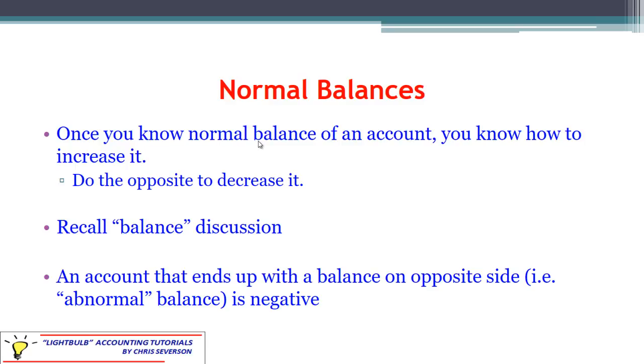Once we know the normal balance of an account, that tells us what we need to do to increase it. That tells us what side it should be on in order to be positive. If it's on the other side, that means it's a negative balance. So just as an example, if a specific account has a normal debit balance, and for whatever reason our balance ends up falling on the credit side, the opposite side, that's a negative balance. So once we know the normal balance of an account, we know how to increase it. We use that normal balance to increase it. So if it has a normal debit balance, then we debit that account to increase it. If we credit that same account, it's going to decrease it.